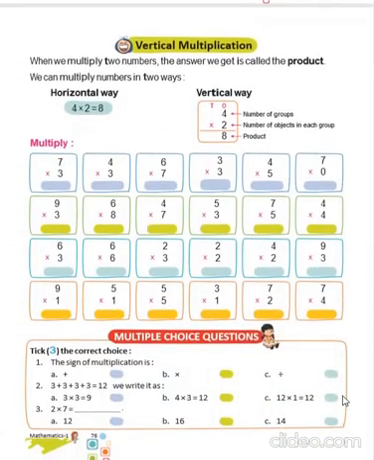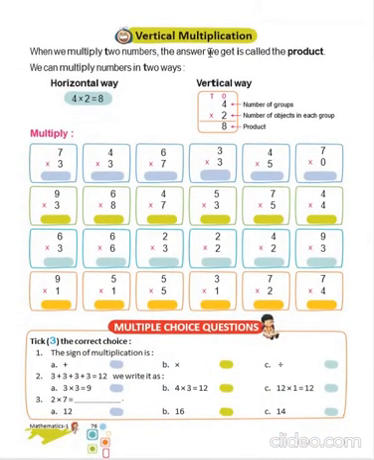Now understand the vertical multiplication. Vertical multiplication is like this. So 4 will be the number of groups and 2 will be the number of objects in each group. 4 into 2 will give 8. Now do this. 7 into 3 will be 21. 4 into 3 will be 12. 6 into 7 will be 42. 3 into 3 will be 9. 4 into 5 will be 20. 7 into 0 will be 0. 9 into 3 will be 27.